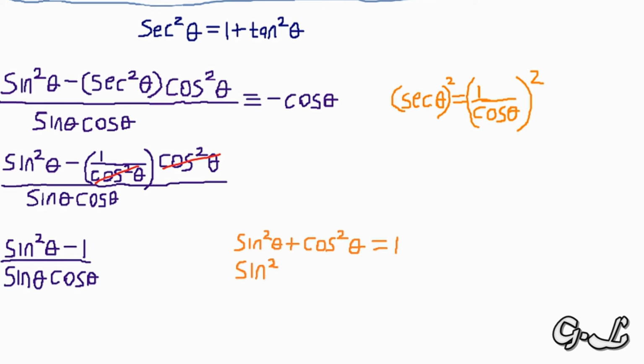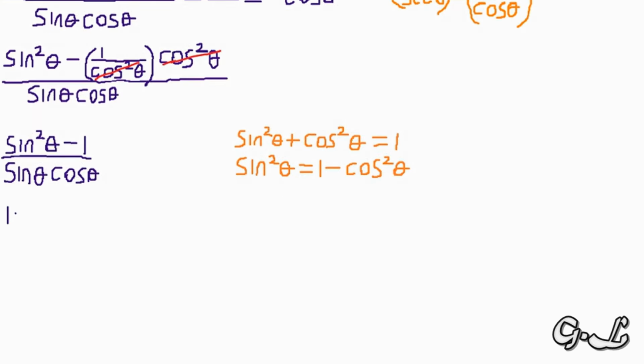So it will be sine squared theta is equal to 1 minus cos squared theta. When cos goes to the right hand side, it will be a minus, and then it will be 1 minus cos squared theta. So where there is sine squared theta, you're going to replace it with 1 minus cos squared theta. So it will be 1 minus cos squared theta minus 1.